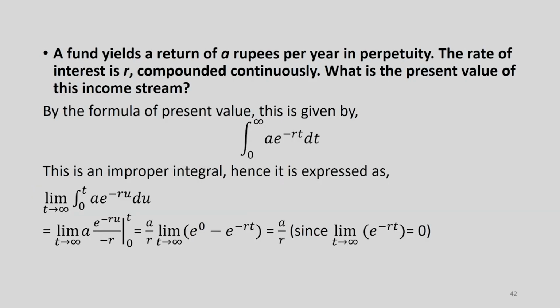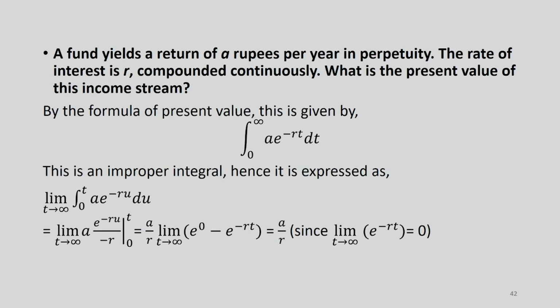Here is a little bit difficult question compared to what we have been doing. A fund yields a return of A rupees per year in perpetuity. The rate of interest is R, compounded continuously. What is the present value of this income stream?